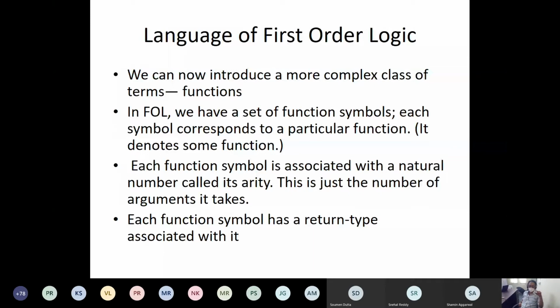Okay. We can now introduce a more complex class of terms, namely functions. In FOL, we have a set of function symbols. Each symbol corresponds to a particular function. It denotes some function. Each function symbol is associated with a natural number called its arity. It's a function of 2 variables, 3 variables, 1 variable, 0 variables, whatever. This is just the number of arguments it takes. Each function symbol has a return type associated with it.